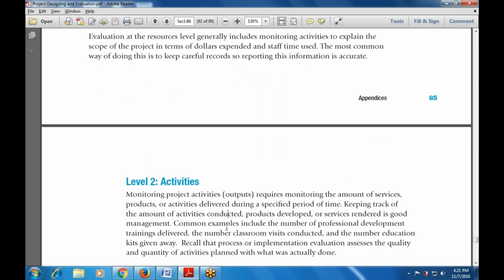So what are the common examples? That includes the number of professional development trainings delivered, the number of classroom visits conducted, and the number of education kits given away.